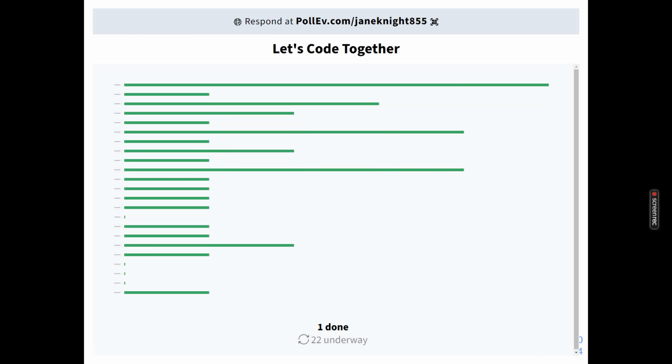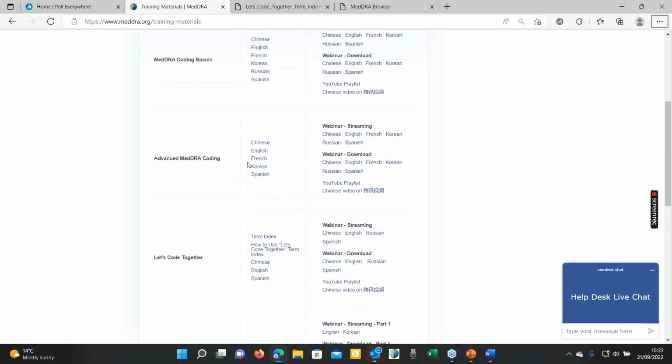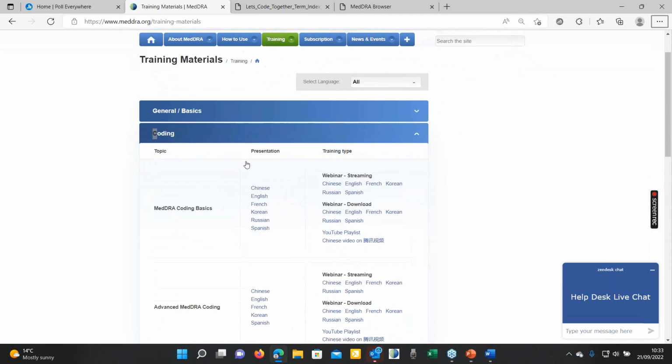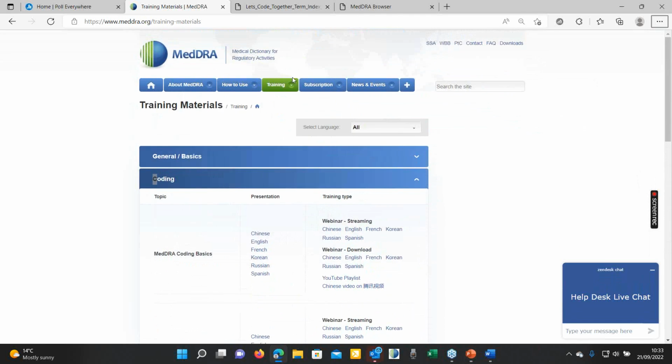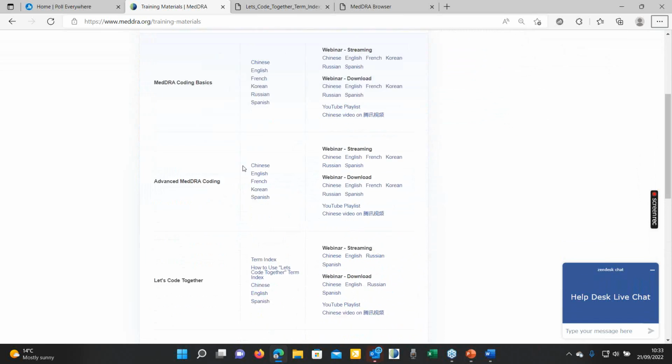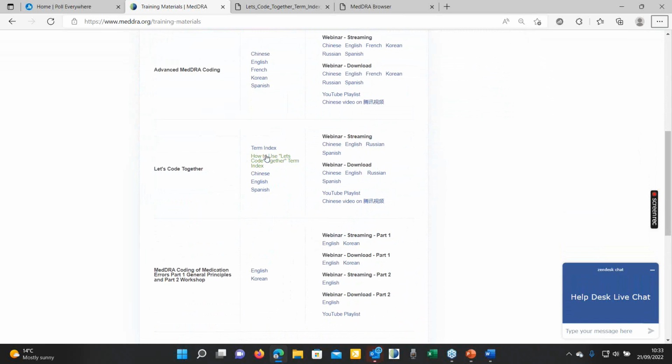While you're doing that, I'll just go back to the website. I did that very quickly. Here it is, training materials. You go to the website under the heading of training, and then there's Let's Code Together. There's the term index and a document, how to use the index. So you can see we must be over 150 terms now, 17 sessions. We probably have around 150 to 160, I would think, verbatims. I would say probably around 150 or so available to you.